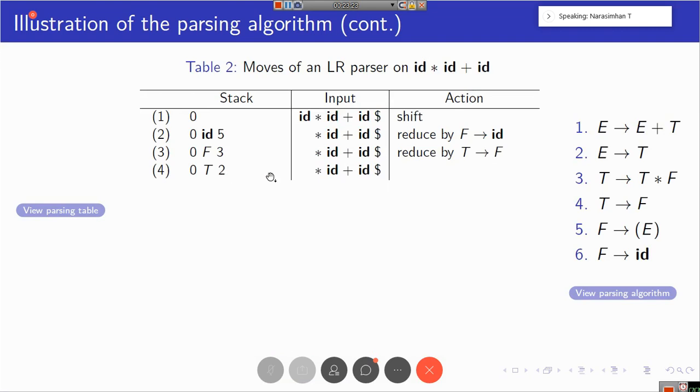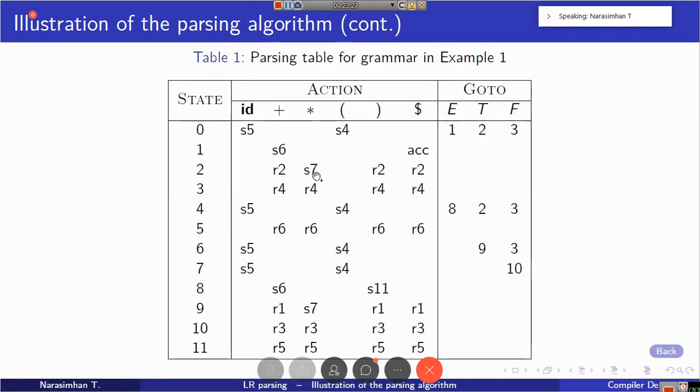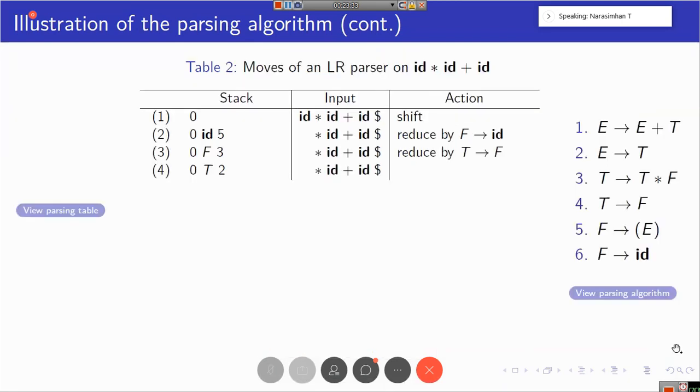This is what? 2 and star. 2 and star is S7, which means shift and push state 7 into the stack. So the symbol was pushed. If it is a shift operation, what happens? You will be shifting the input symbol.